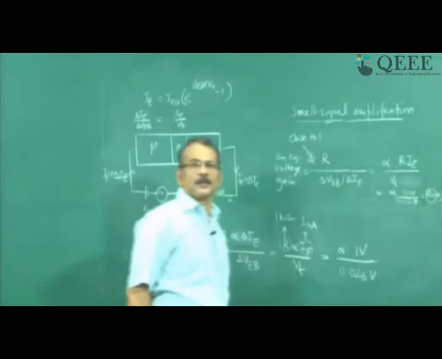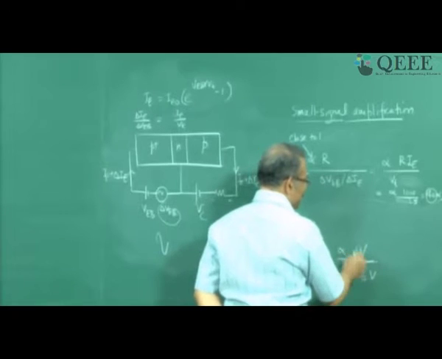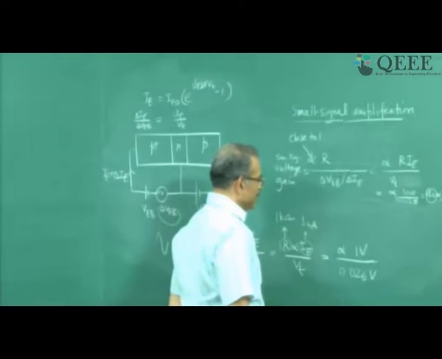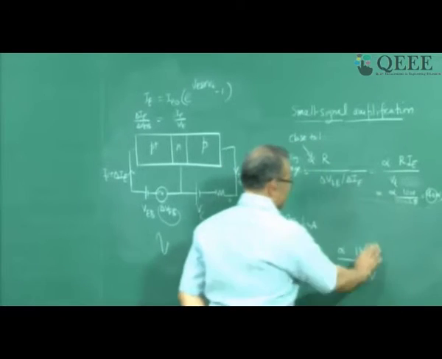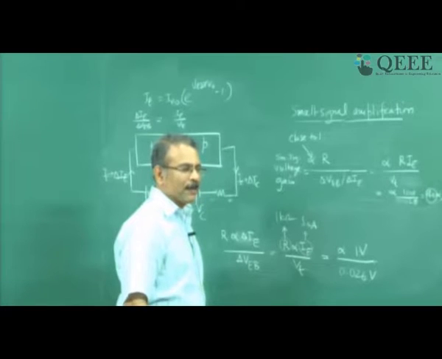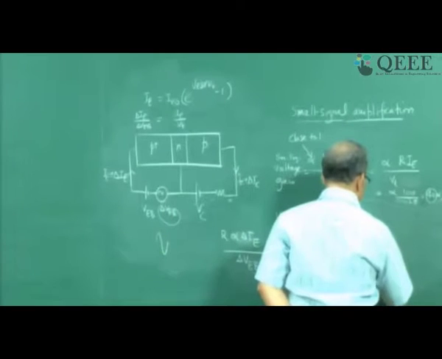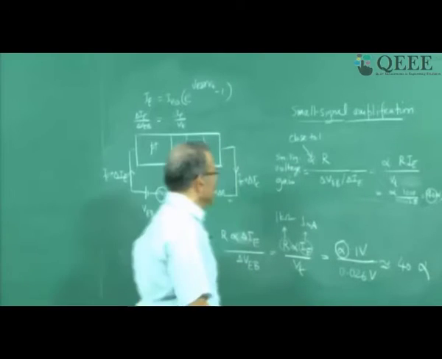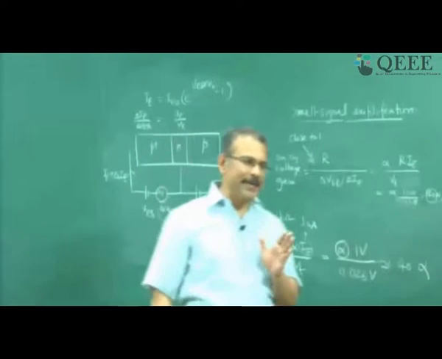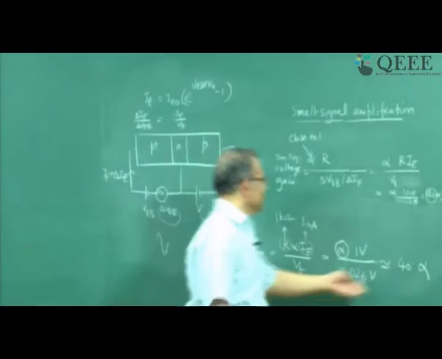So what is 1 by 0.026? I will approximate 0.026 as 0.025 so that I get a simple, approximate answer. So 1 volt by 0.026 volts is approximately 40, close to 40. That is why this is approximately equal to 40 times alpha. Now alpha is very close to 1. We have explained why alpha is close to 1. Did you understand that? Yes, sir. So that is how you get 40 into alpha.